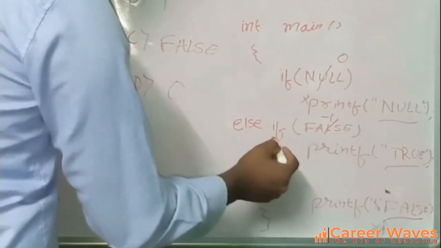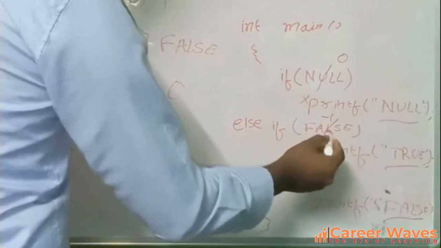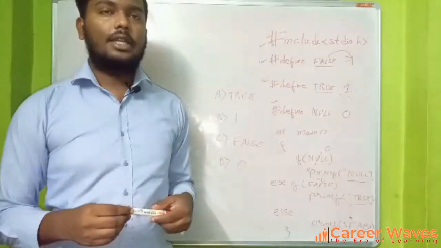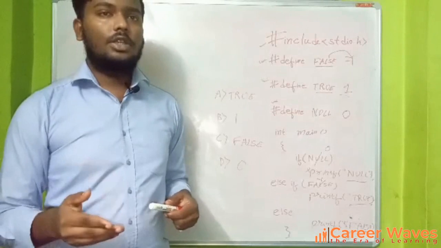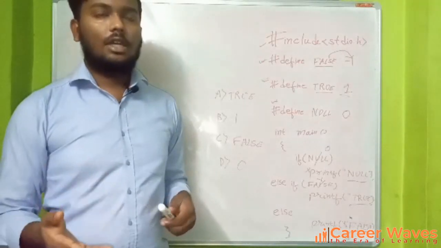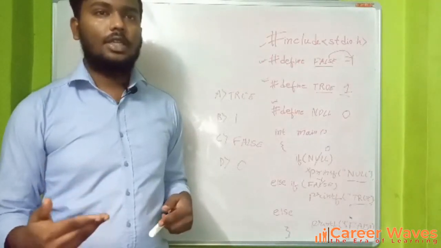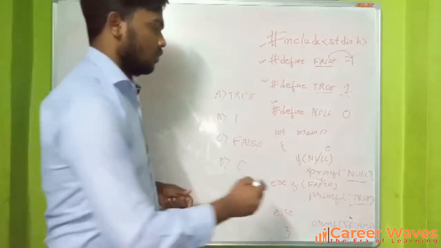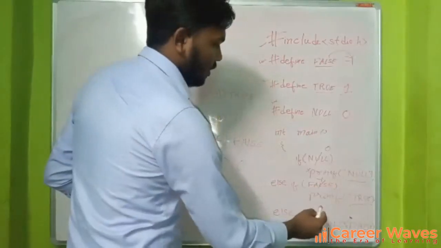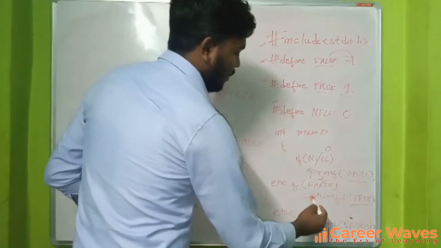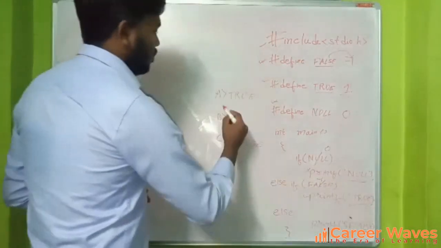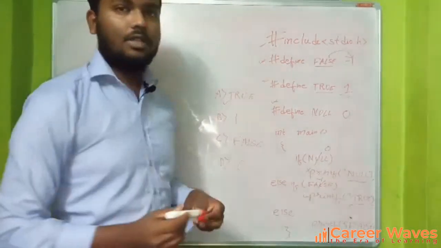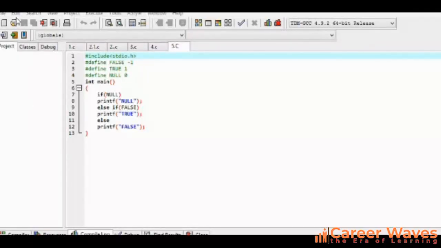Now it will come to the next line, else if -1. And one thing to be noted is that in C language only 0 is considered to be false, all non-zero numbers are considered to be true. So here -1 will be considered true, and hence this line will be printed, that is true. So option A will be the answer for this code.